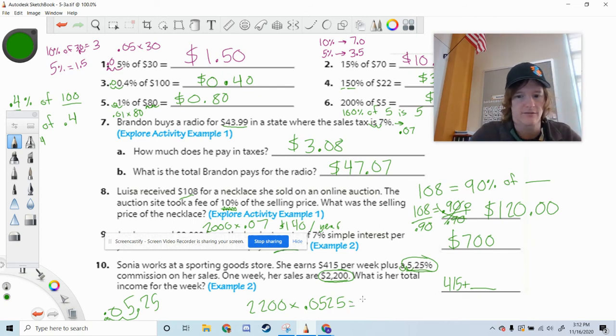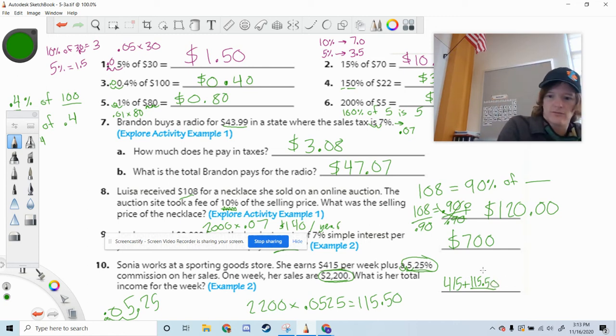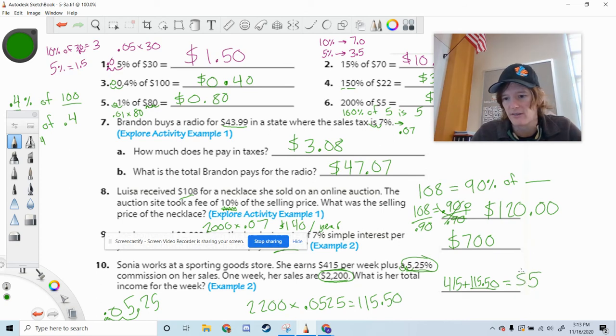She's going to make from this $115.50. So we need to add that to our weekly salary plus $415. So what did she make in this week? She made $530.50.